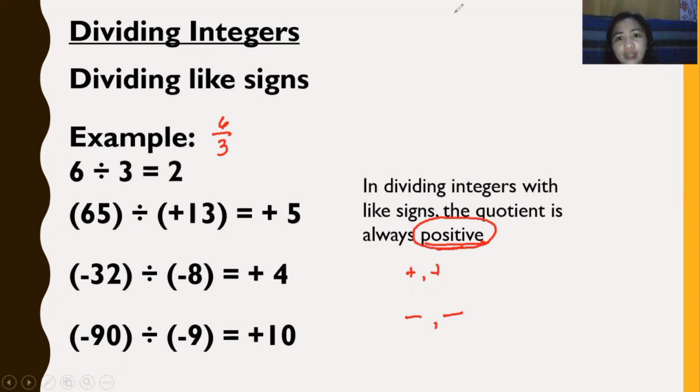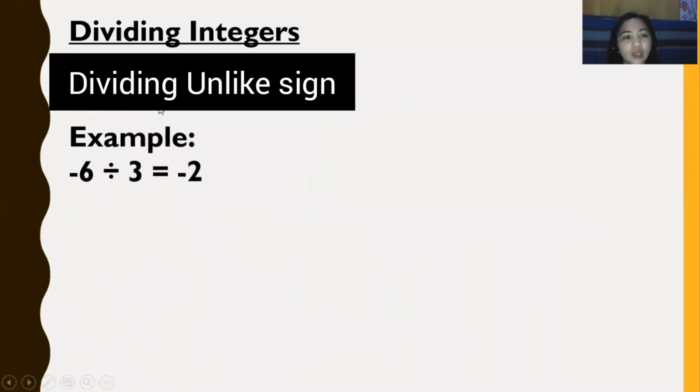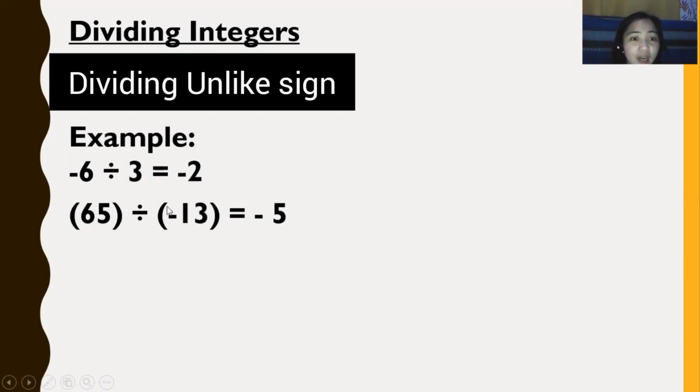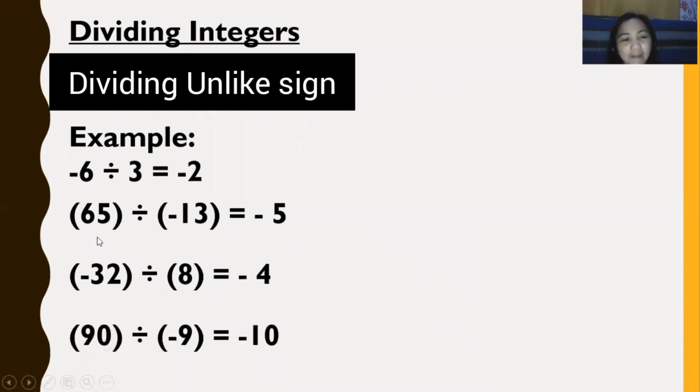Now, let's go with dividing unlike sign. I will be using the same example. So we have negative 6 divided by positive 3. Kung mapapansin nyo, ito ay isang negative at ang ating divisor ay isang positive. And that is negative 2. Now we have positive 65 divided by negative 13. 65 is a positive number and 13 is a negative number. The answer is negative 5. Negative 32 divided by positive 8. The answer is negative 4. Positive 90 divided by negative 9. The answer is negative 10.